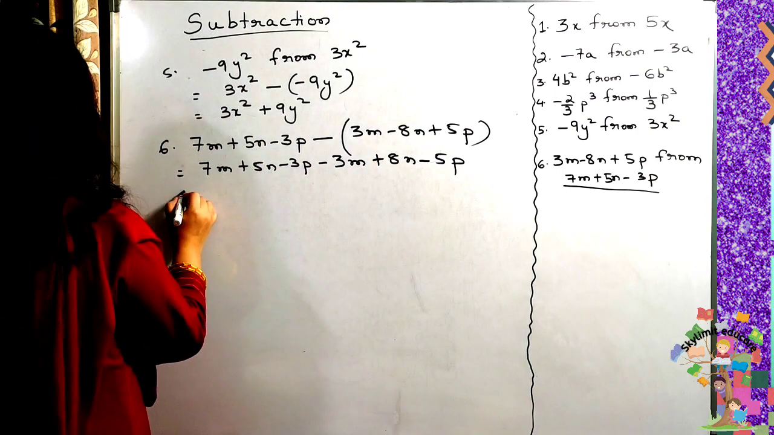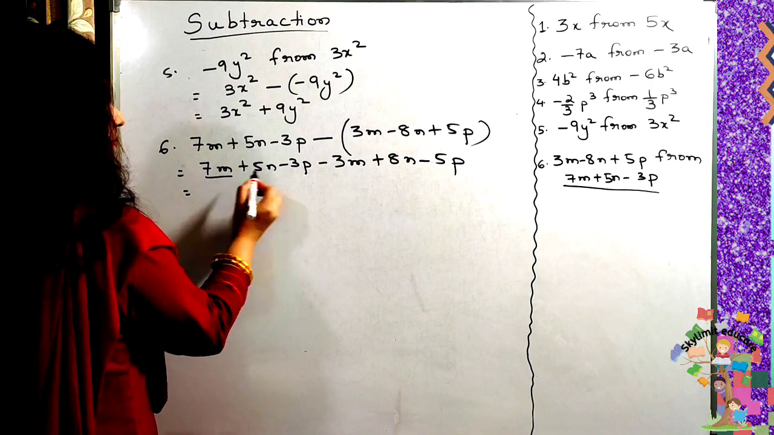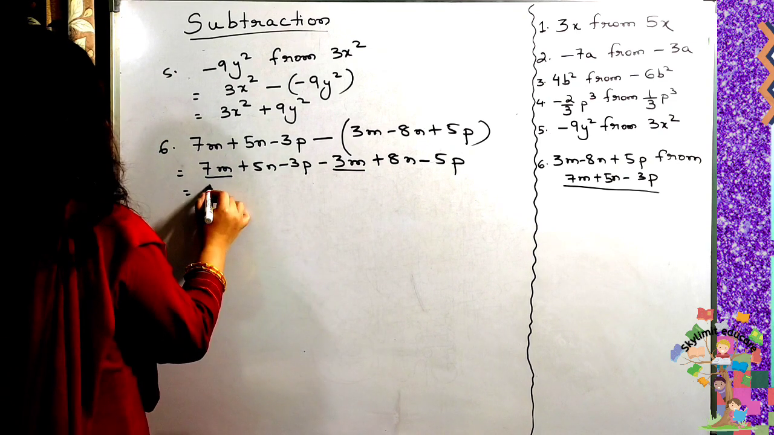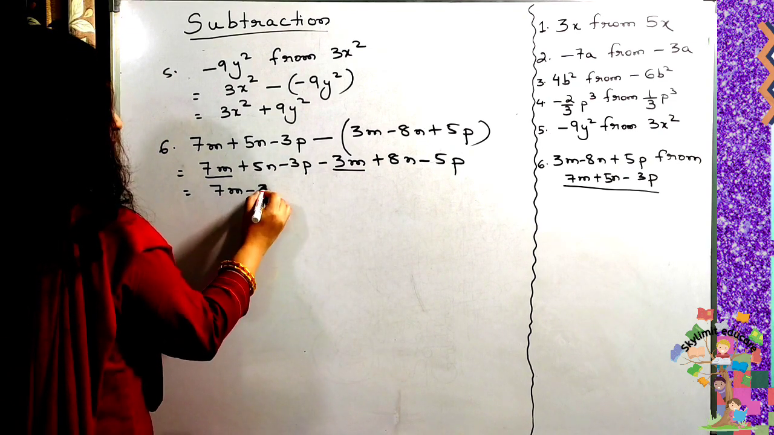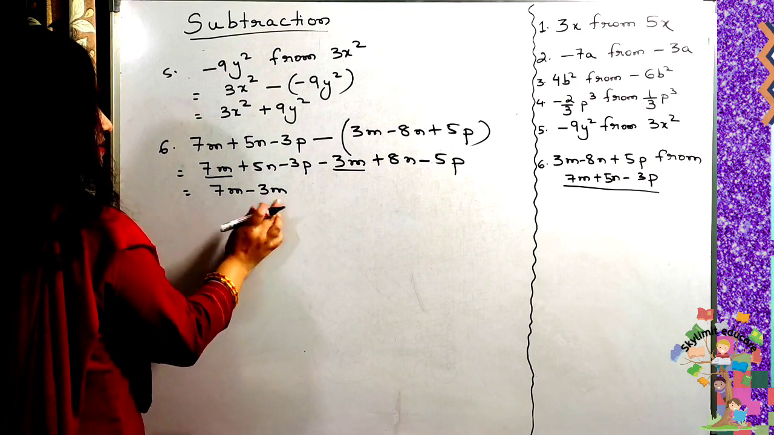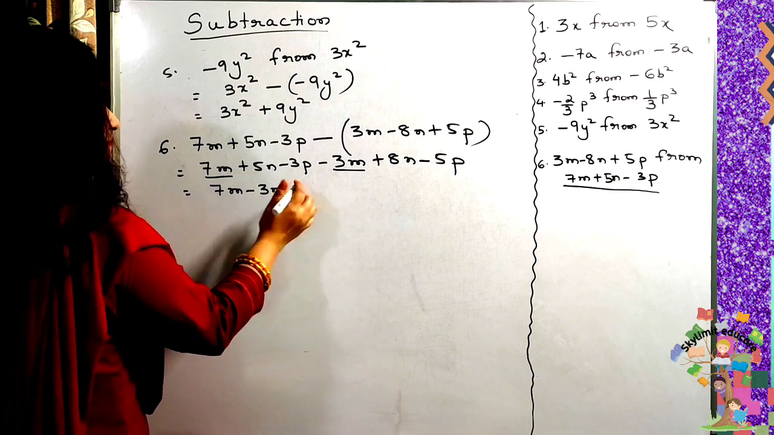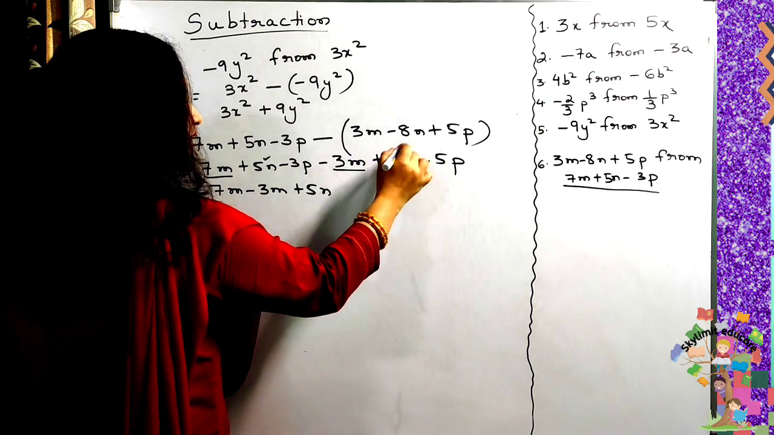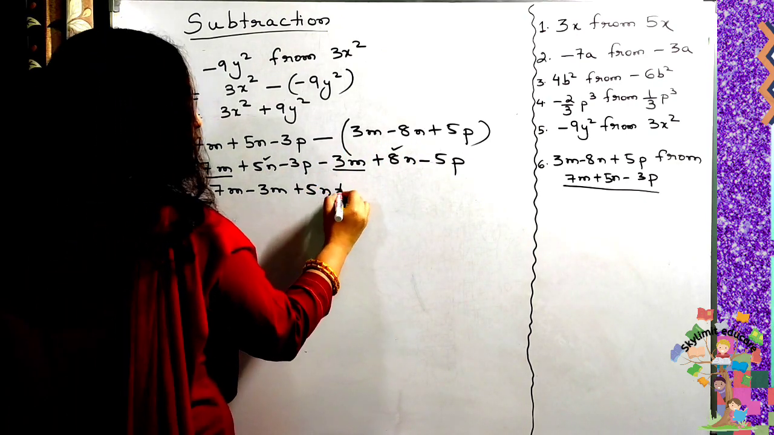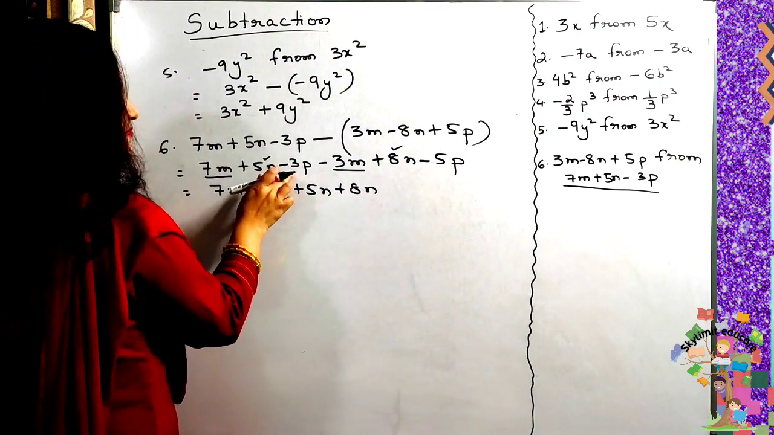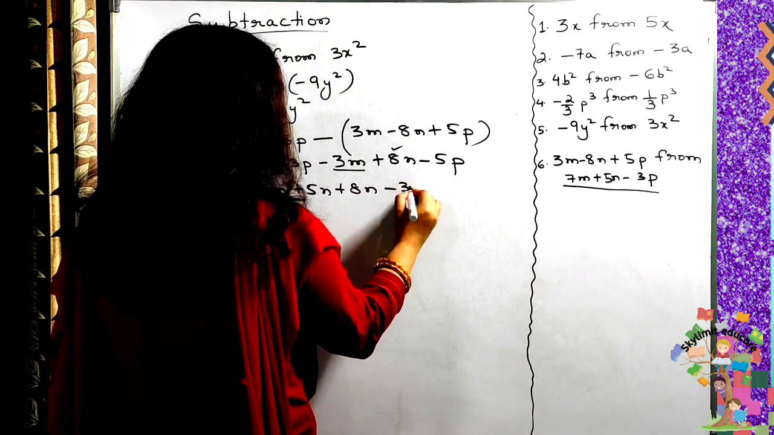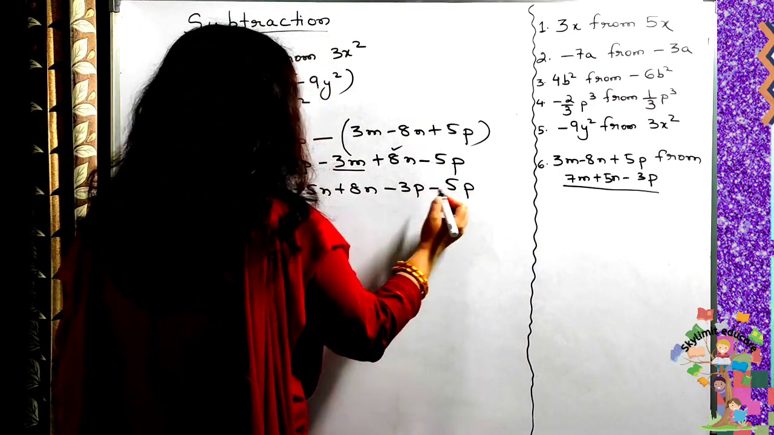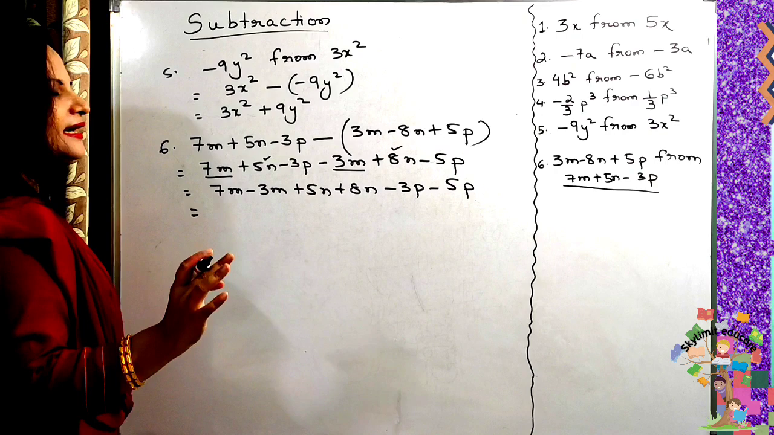Now easily you can arrange the like terms. You can see 7m and minus 3m are the like terms. I'll put them together. 7m minus 3m, all the like terms. These 2 are like terms. The next I have plus 5n, so plus 5n with plus 8n. Yes or no? We can pair it together. Lastly we have minus 3p here, minus 3p and minus 5p. And you know we can solve only the like terms.